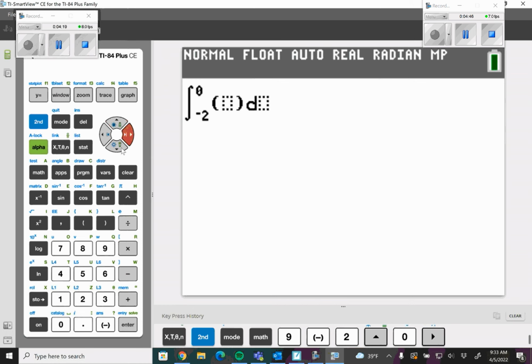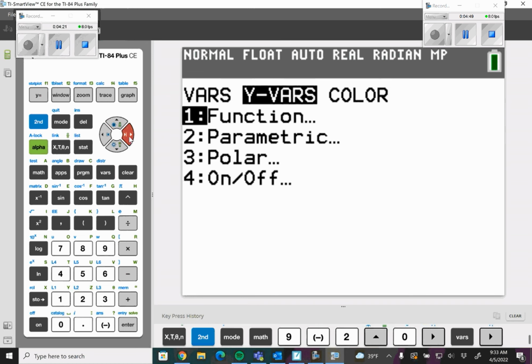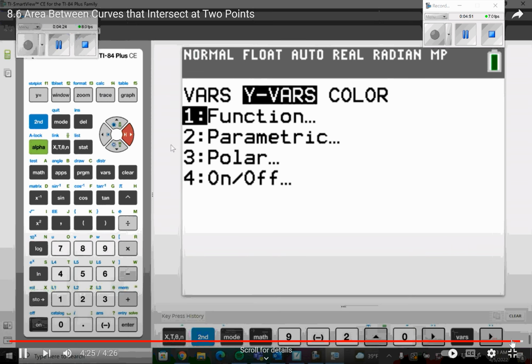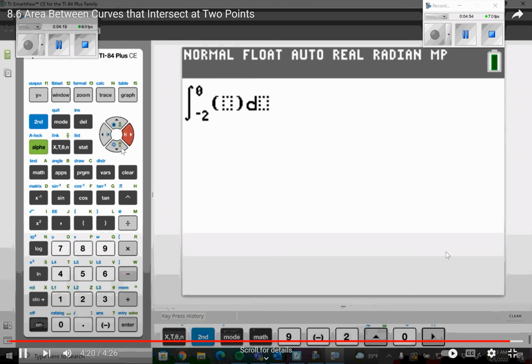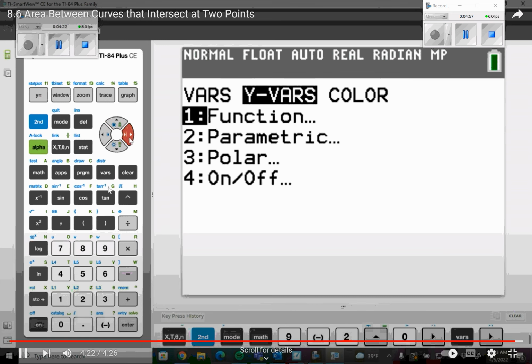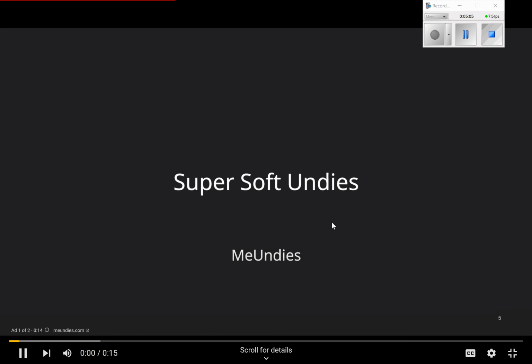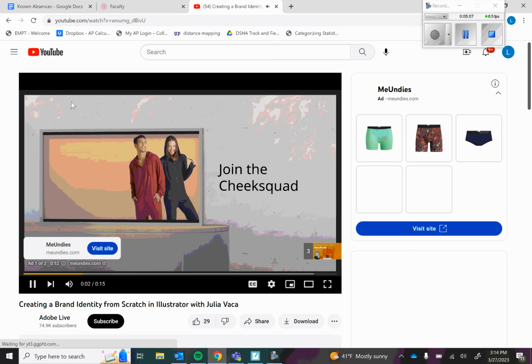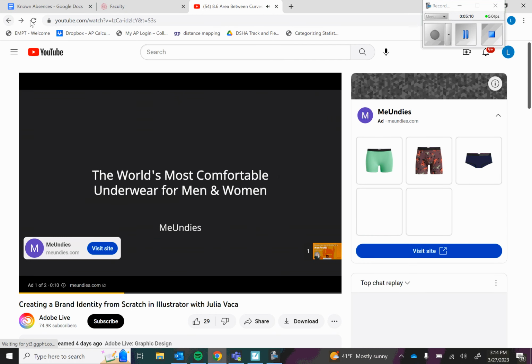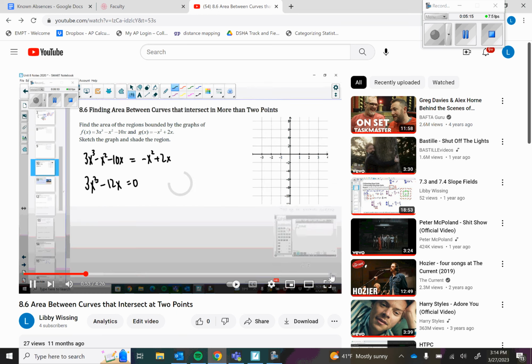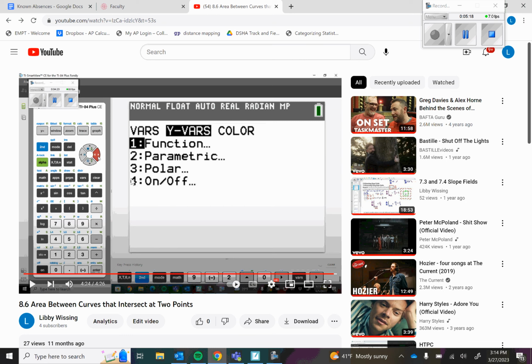So math 9, the integral from negative 2 to 1. I think this might be important to go back to, sorry. To get our function, we can go to variables, scroll over to y variables, we want option 1, function. Oh, it just cut off. Sorry, I probably could have paused the video, but the thing that's important here, and I'm going to pause it, is we go variables, y variables, and function, and you can pull in what's in your y1 and your y2 there.